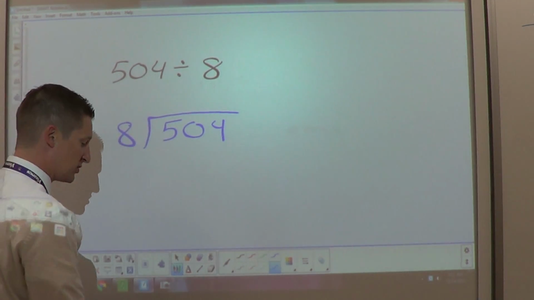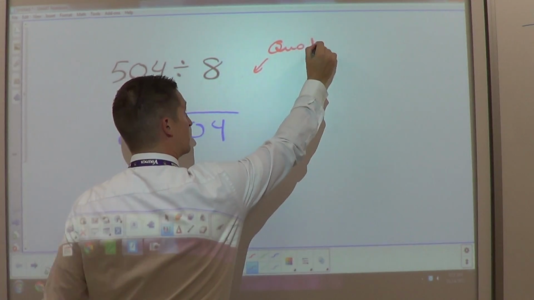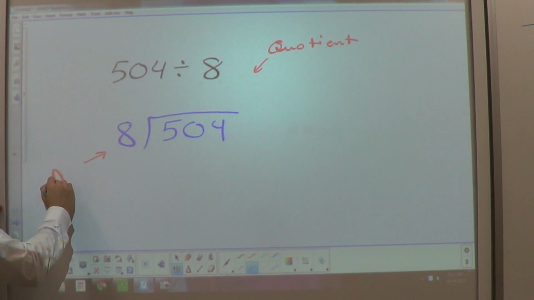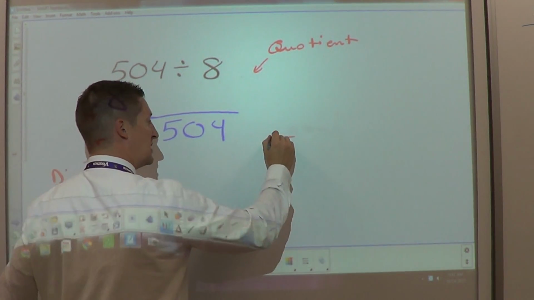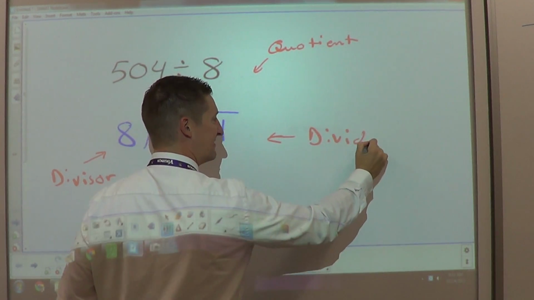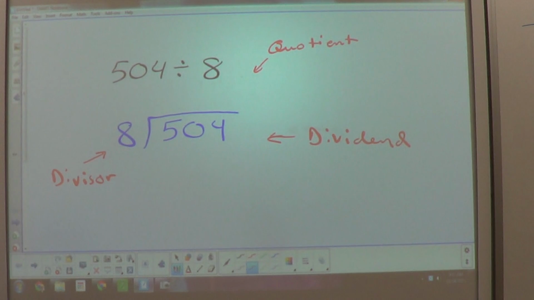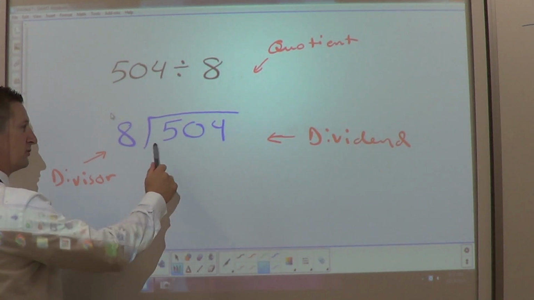Now as far as words are concerned, the answer to a division problem is called the quotient. The number that is doing the dividing is called the divisor, and finally the number that is being divided is called the dividend. So just a couple of words for you to remember as we remember how to do long division, starting with numbers.